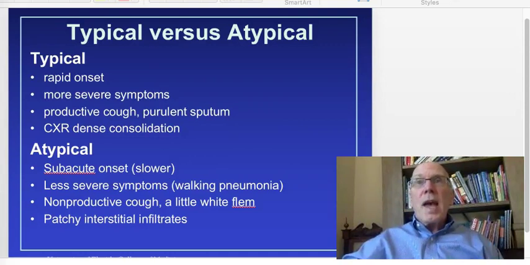Typical pneumonia usually has an acute onset and is accompanied by more severe symptoms, including a cough productive of purulent sputum and a chest x-ray showing dense consolidation. The classical atypical pneumonia presents with a subacute onset, less severe symptoms, and is sometimes called a walking pneumonia because the patient is able to continue physical activities despite their pulmonary infection. This form of pneumonia is associated with a non-productive cough or the production of a little white phlegm, and chest x-ray reveals patchy interstitial infiltrates.